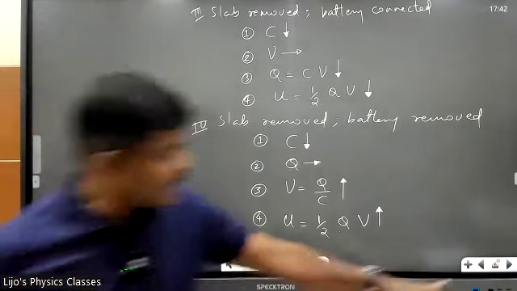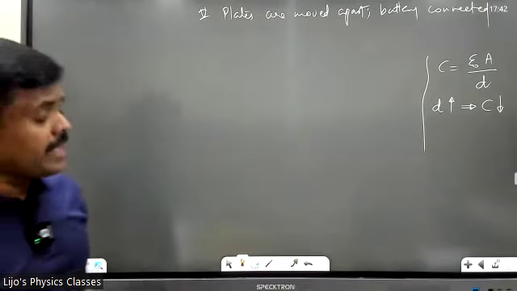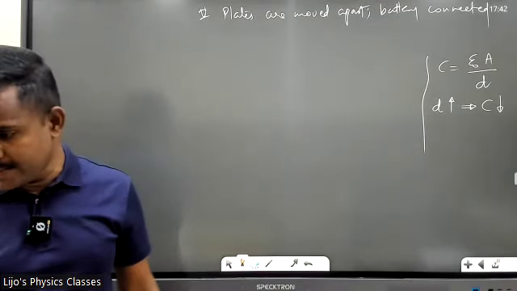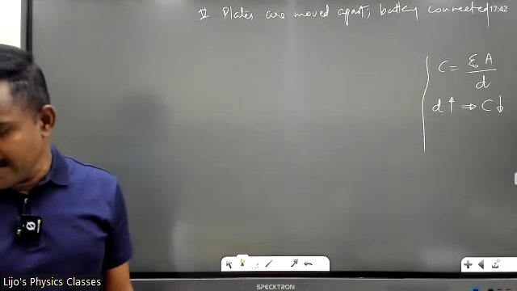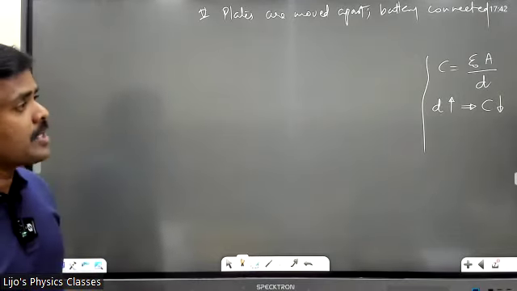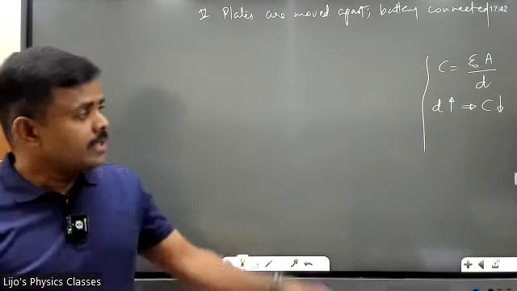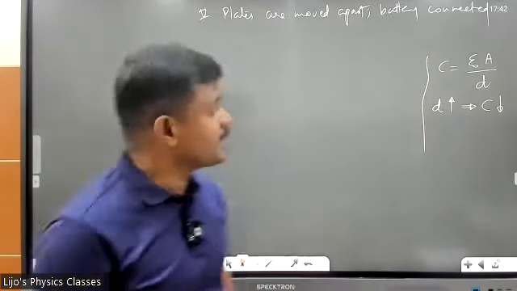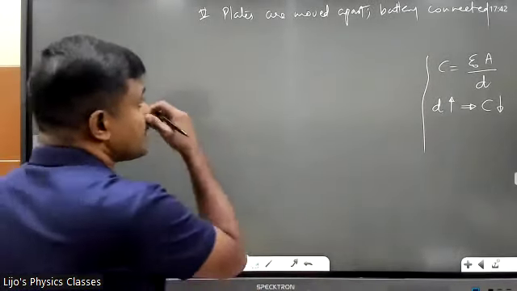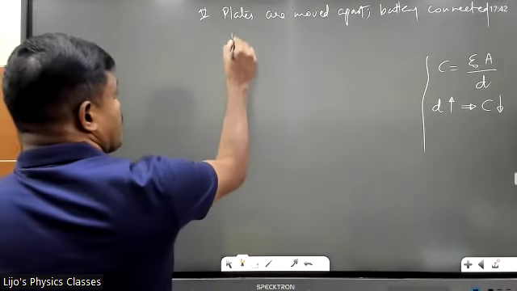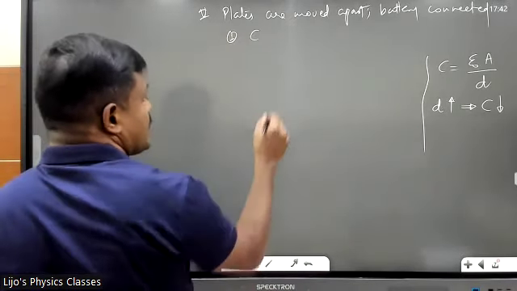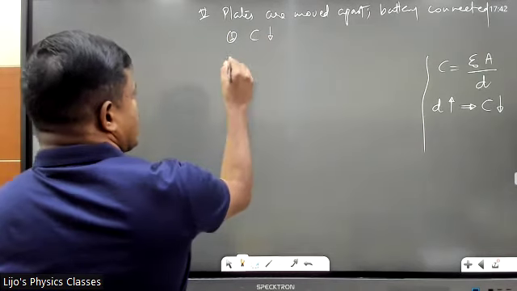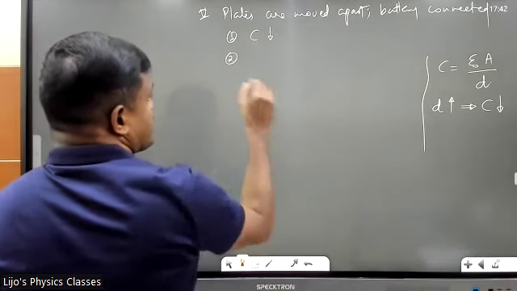Just write this. Plates are moved apart, battery connected. Make it quick. Capacitance is epsilon 0 A by D. D increases, capacitance decreases. So first point: capacitance decreases.